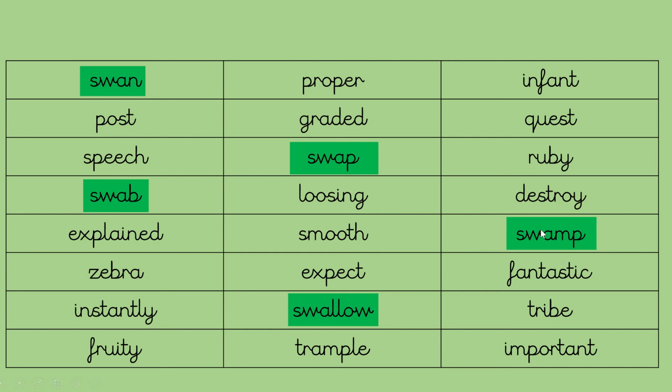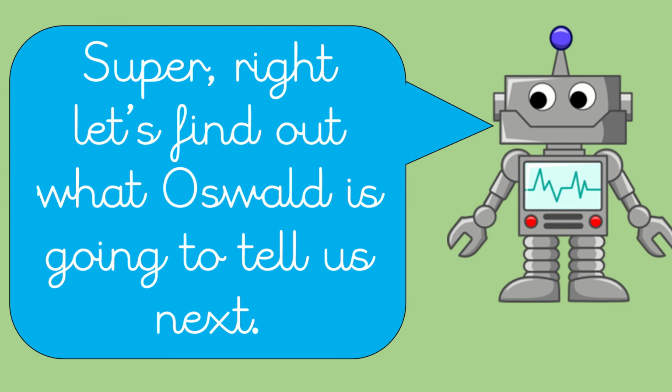Now let's have a look at this one. Can you read this one? Brilliant. Swamp. And a swamp is where it's very muddy and very wet and very sticky, and it is not very pleasant at all, and it tends to be quite warm, so it's like in a tropical region. Okay, right, super. Right, let's find out what Oswald is going to tell us next.